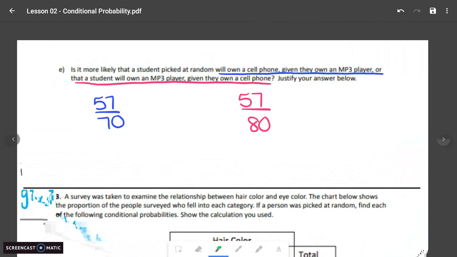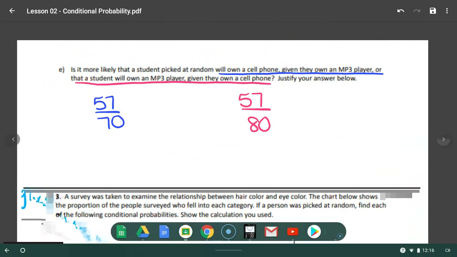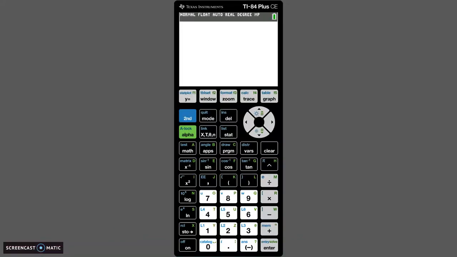So I took the two things that we just got. They'll own a cell phone given they own an MP3 player. So that was 57 out of 70. And they'll own an MP3 player given they own a cell phone. So that's what we calculated in the first part. So the way I tell the difference here is just to do that in my calculator. 57 divided by 70, 57 divided by 80. Well, it looks like the first one's a little bit more likely here.